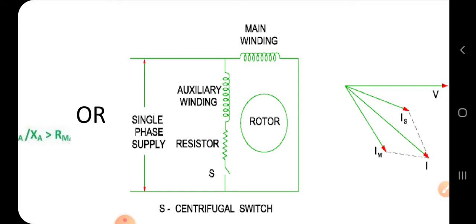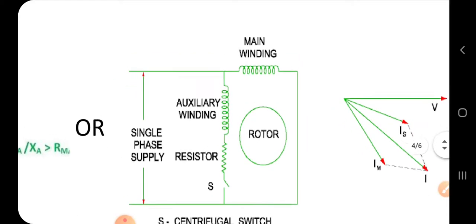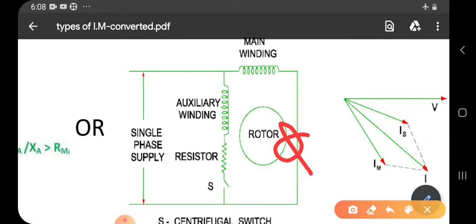So there exists a time difference between the currents of the two windings. The phase difference phi is not 90 degree but of the order of 30 degree. The phase difference produces a rotating magnetic field.